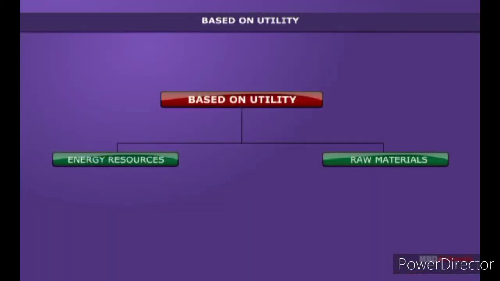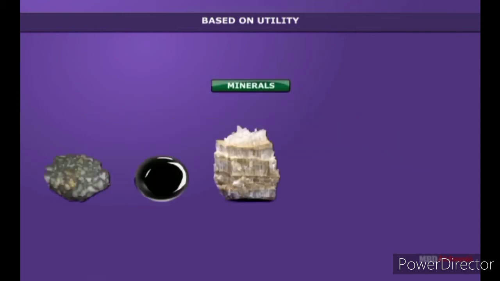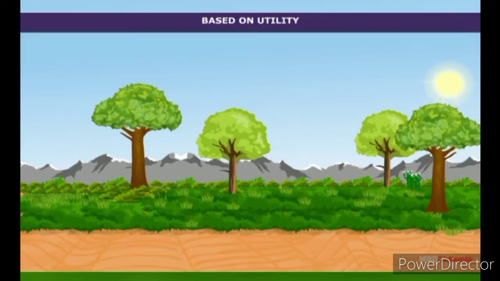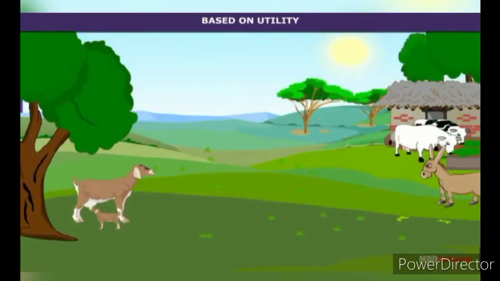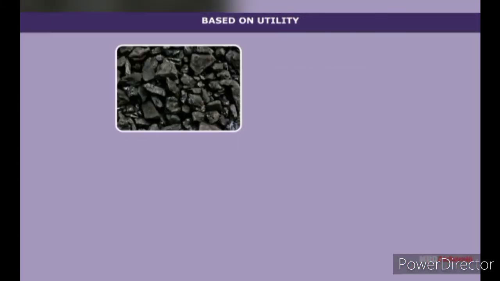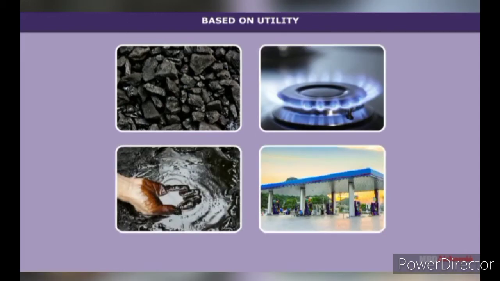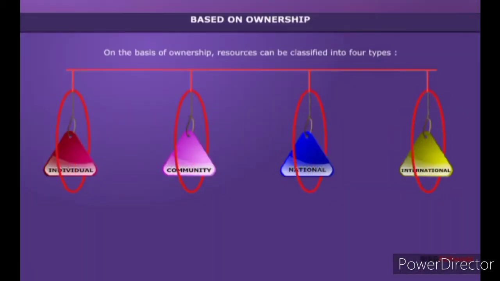Based on utility. Raw materials: mineral, vegetation, agricultural products, animals, etc. form raw materials for production of goods. Even coal, gas, and petroleum, which are used as energy resources, may also be used as raw materials for production of chemicals, fertilizers, etc.